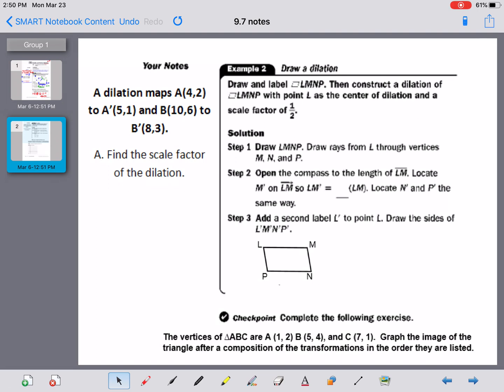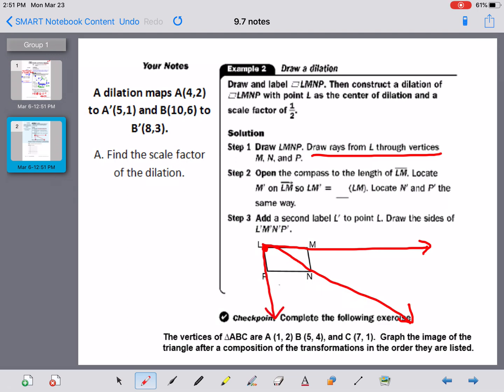And then we're going to draw rays from L through the vertices. So I'm drawing rays from L through the vertices M, N, and P. So L is going to be my center of dilation, and I'm going to go through point M. If you have your geometer, this is a good time to use it to get a nice straight edge. With my stylus and stuff, I don't have good tools, so I'm going to freehand it, which is not the best option, but it'll kind of get the point across. So I go from L through point M. There's my first dilation ray. From L through point N, there's my next dilation ray. And from L through point P, there's my last dilation ray.